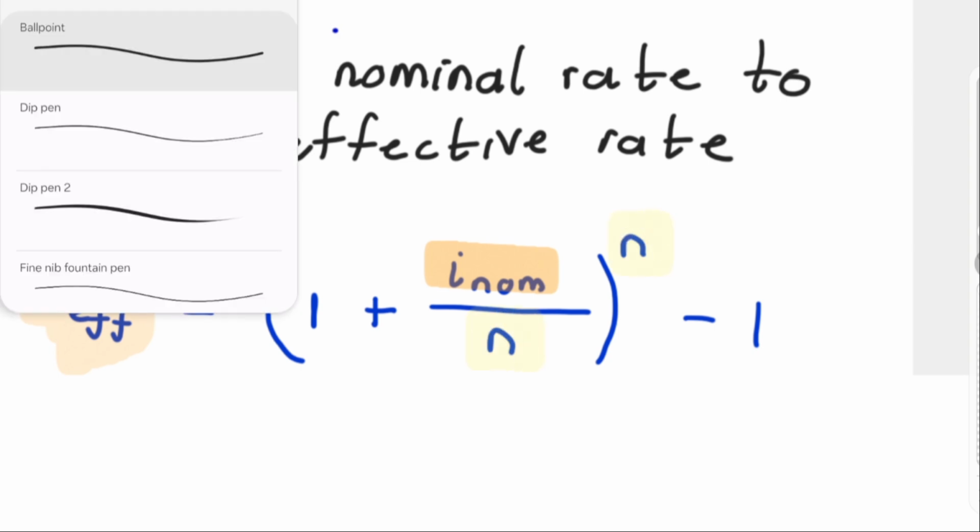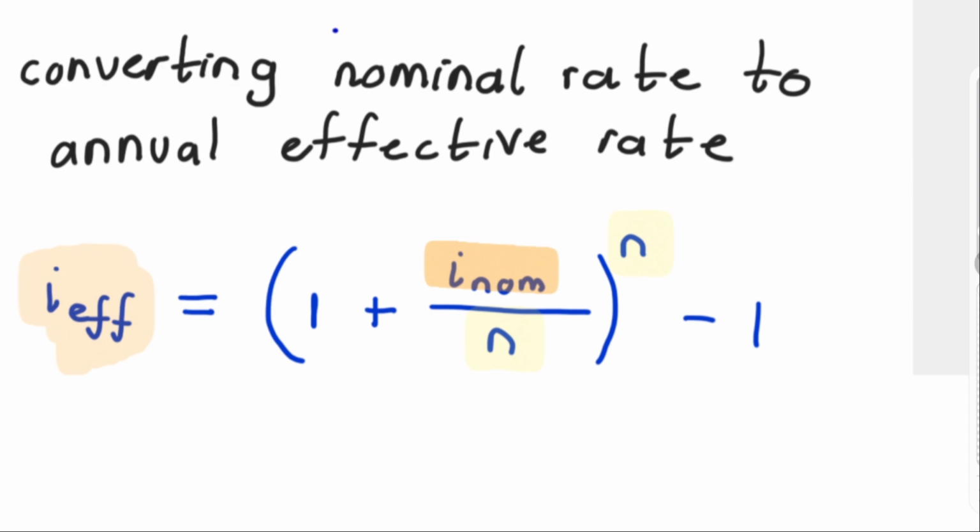So if you are compounding quarterly, then n is 4. If you are compounding monthly, n is 12. It will always be the same.